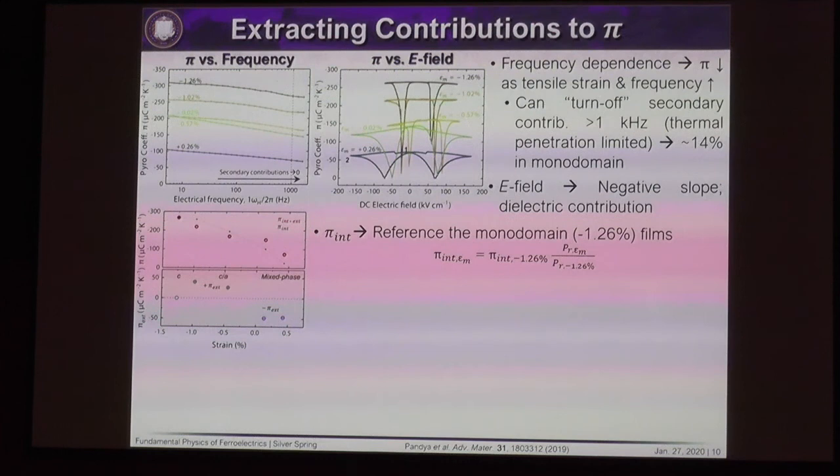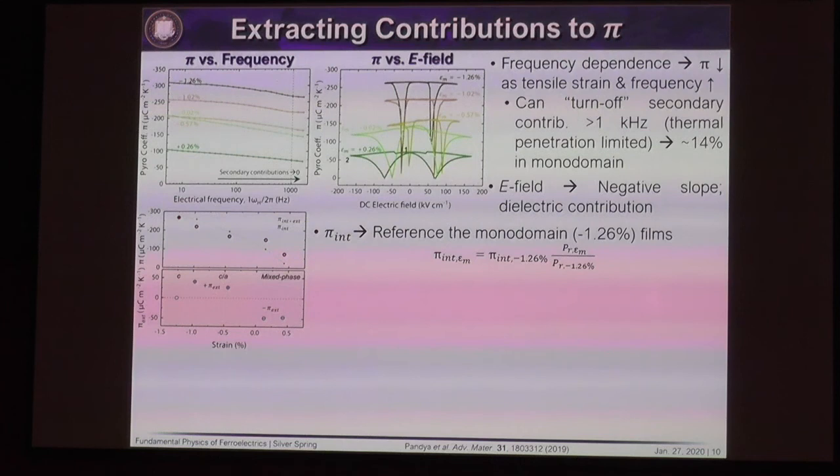So what we can do here is measure the pyroelectric coefficient as a function of the different strain states in these materials. And we're going to use the monodomain sample to get a good reference value for the intrinsic response of this material. It has no domain structures. It's a monodomain system. And we can actually make a scaled estimate of what we expect the intrinsic response to be for all of these materials just based on the evolution of the polarization. This is probably reasonably valid because we're far away from the transition temperature in all of these materials.